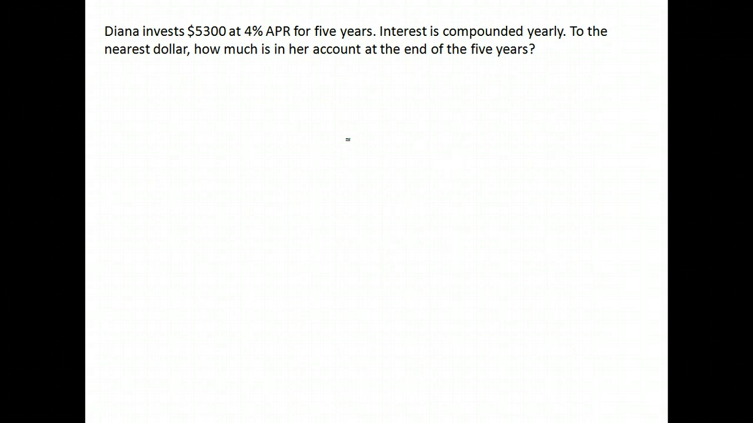All right, let's try another. Diana invests $5,300 at 4% APR for 5 years. Interest is compounded yearly. To the nearest dollar, how much is in the account at the end of those 5 years? So this time they want to know how much is in the account. So we're not going to have to do the subtraction part. We just use the formula and find our amount at the end of those years.